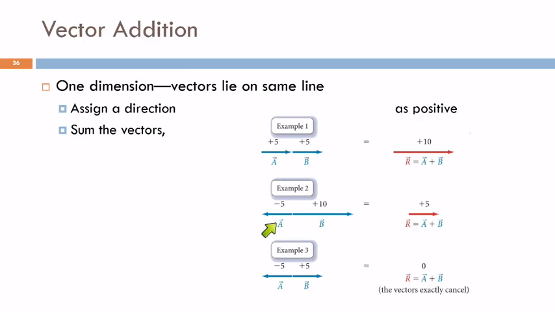When we add these, it's like adding a negative number and a positive number. If we have a negative 5 and a positive 10, we end up with a positive 5. There's a net vector. In this example, we have the vectors going in opposite directions, and they're equal in magnitude. So here you have two people of equal strength pulling in opposite directions on the tug-of-war rope. Nothing happens because their efforts add up to 0. Any questions?